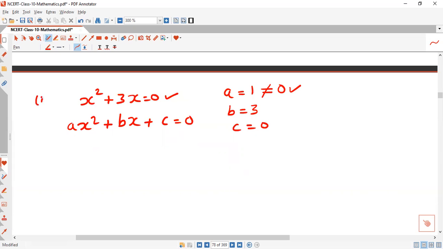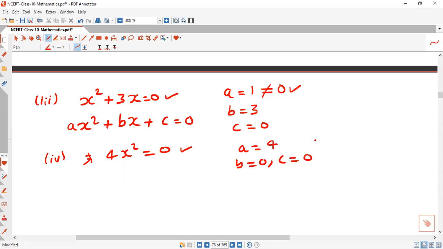Another example I will give you: 4x square equal to 0 is a quadratic equation. Yes, this is also a quadratic equation, because the coefficient a equals 4, b equals 0, and c equals 0. So you have seen so many examples of the quadratic equation. Now I want to show some examples of non-quadratic equations.